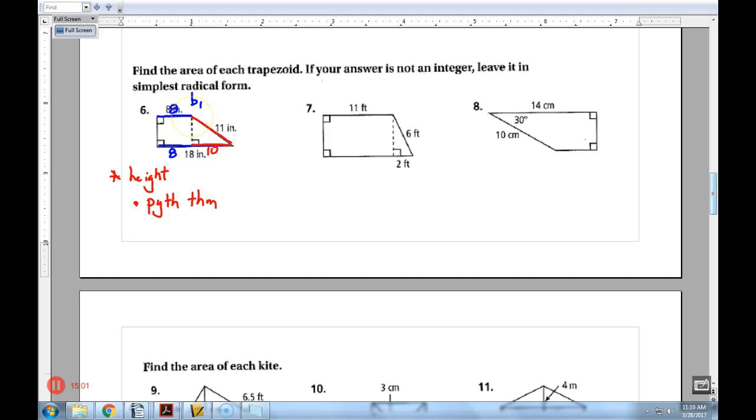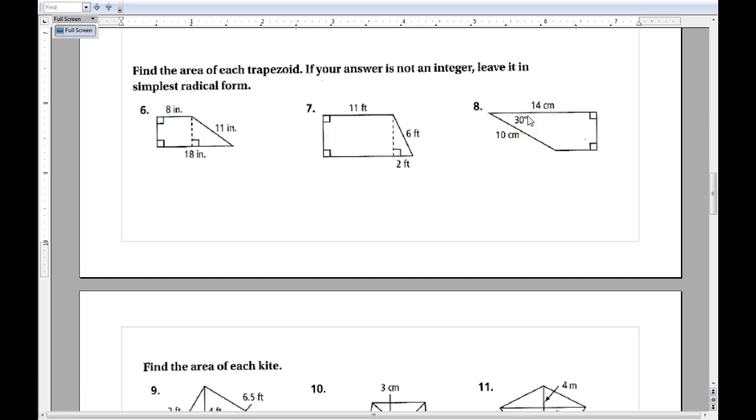And since this piece is 11, you could solve that little triangle using the Pythagorean Theorem to find out what h is. So that's a little hint that's going to get you through 6, 7, and 8. You're going to have to do some Pythagorean Theorem work to find some of these heights. Looks like over here you may be able to do some special right triangle stuff to find the height, or Pythagorean Theorem maybe.